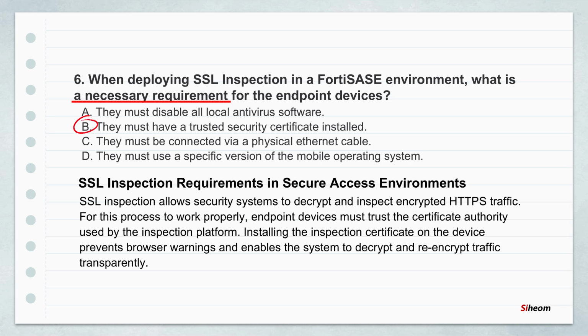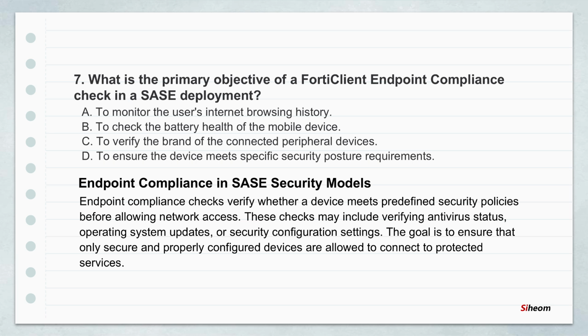That really underscores the necessity of having control over the endpoint itself, which ties perfectly into question 7. Endpoint compliance. Right. The exam tests the primary objective of a FortiClient endpoint compliance check. And the correct answer is D, to ensure specific security posture requirements. We aren't just authenticating the user's identity anymore, we are authenticating the state of the machine. If we connect this to the bigger picture, this is the execution of Zero Trust Network Access, or ZTNA.